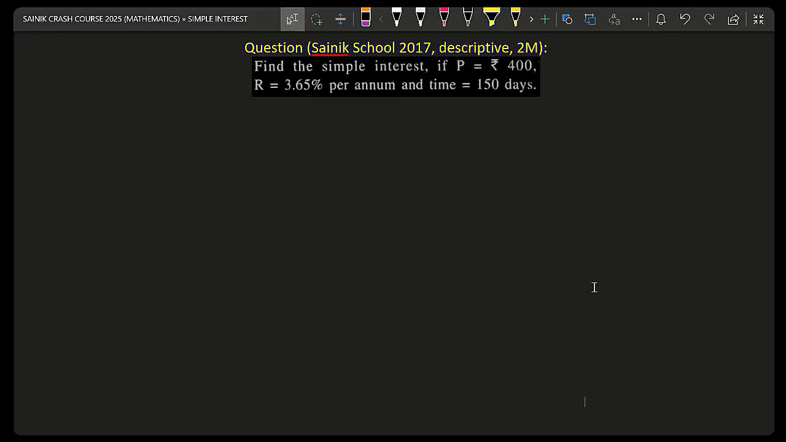Sir, divide by 365. Yes, whenever it is not mentioned whether it is a leap year or non-leap year, we just take a normal year, that is 365. So let us write: principal is 400 rupees and rate of interest is 3.65% per annum. Here the unit is years, but the time period is in days, 150 days. How to convert days into years? Divide by 365. Whenever you divide by 365, days are automatically converted into years.